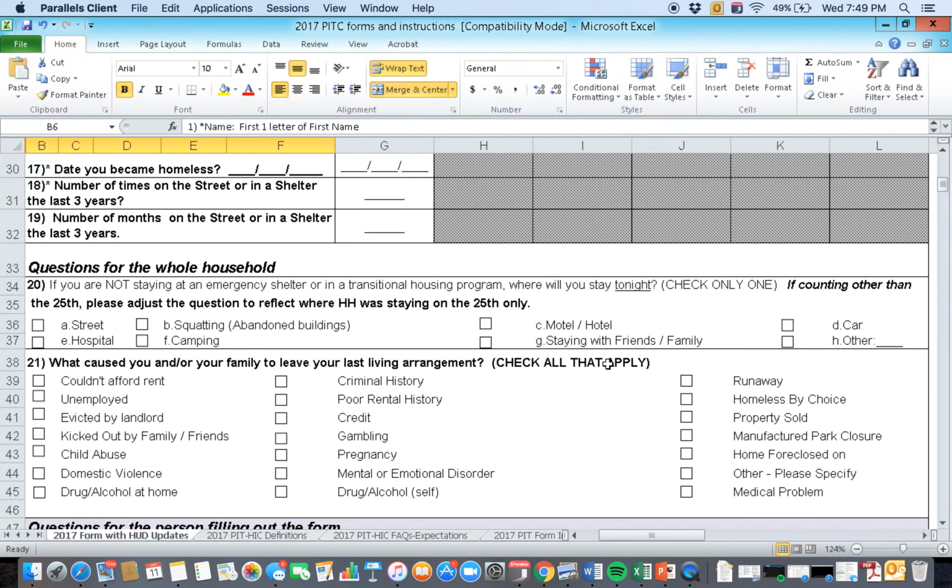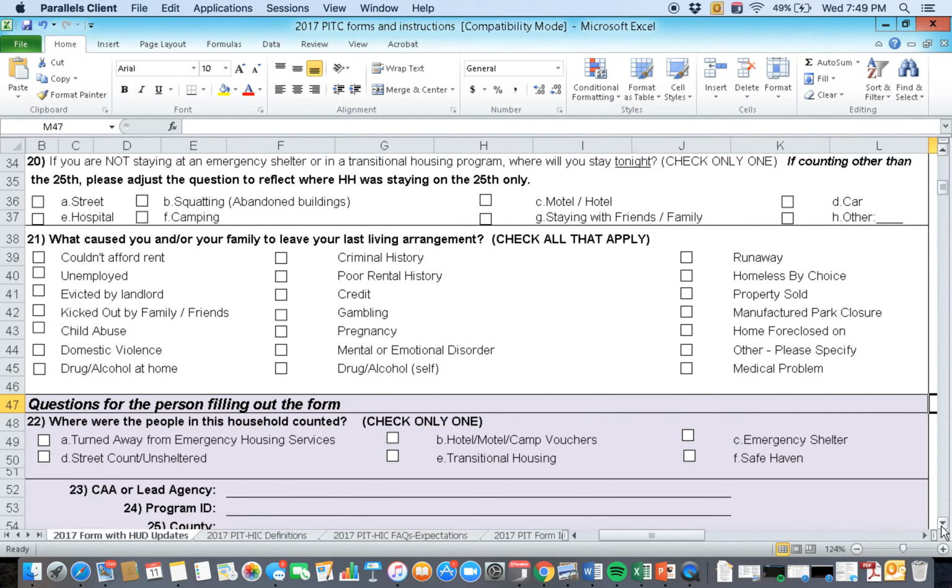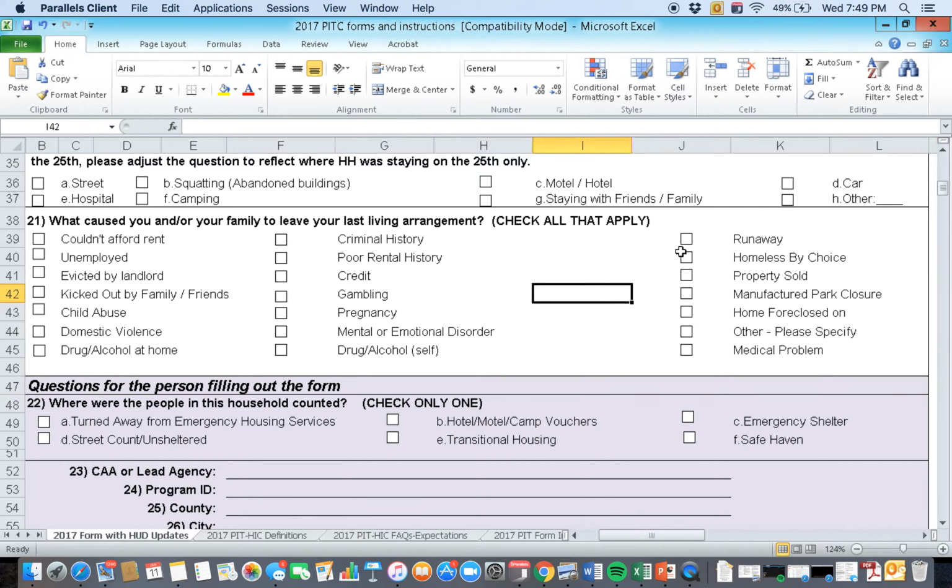And then question 20, if you are not staying in an emergency shelter or transitional housing, where will you be staying tonight? So this is check only one, and they have the following options. And question 21, what caused you and your family to leave the last living arrangement? This is really important. You can check as many as that apply. So if the person has multiple issues that they have suffered from in the past, or maybe their rent was too expensive, they can check everything that has happened to them.